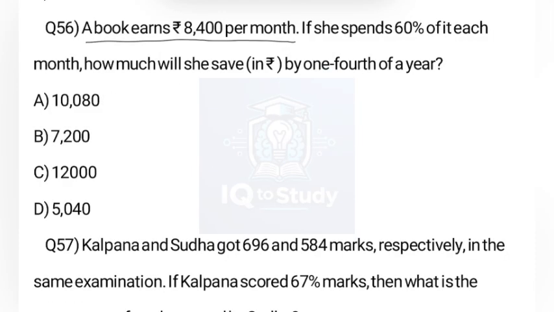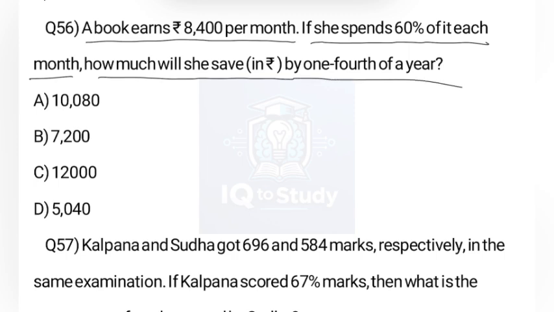A book earns 8,400 per month. If she spends 60% of it each month, how much will she save by 1/4 of a year? According to the question, she spends 60%. It means she saves 40%.